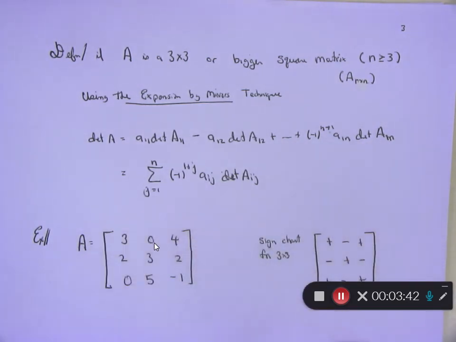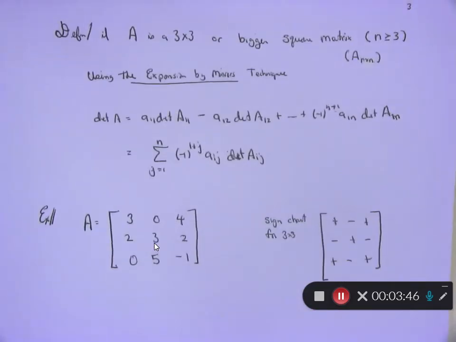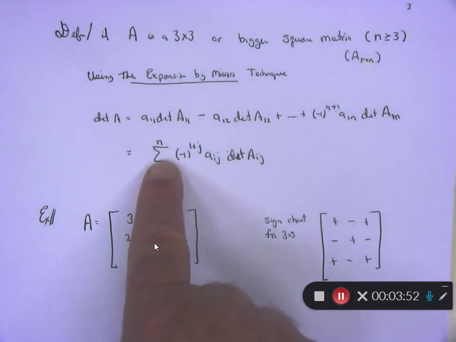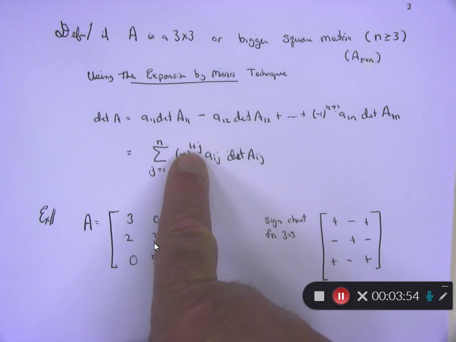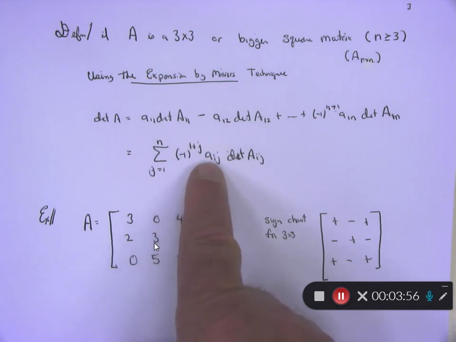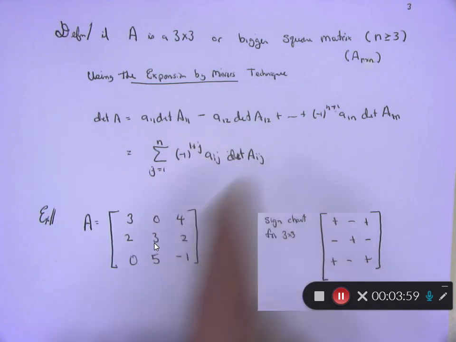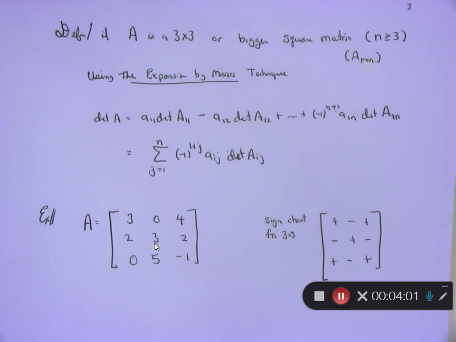Again, it's hard to describe in definition terms what's going on here, but it creates a formula. You want the formula, I'll give it to you. It's the sum as j goes from 1 to n of (-1) to the 1 plus j times a1j times the determinant of its minor matrix. But I can talk about this stuff all day long in terms of the theory. You're going to learn better if I show you an example of expansion by minors. So, here we go.